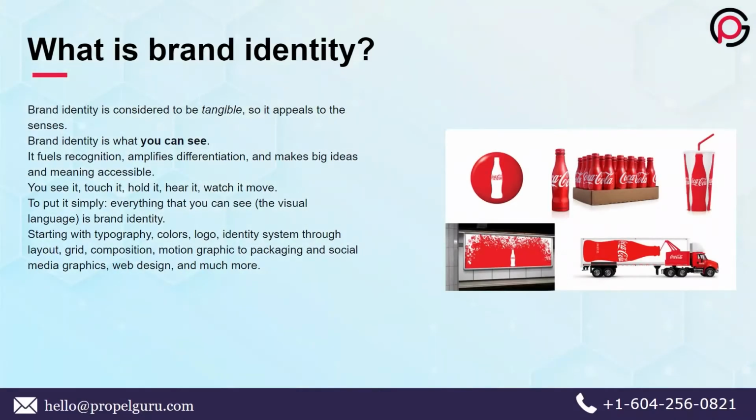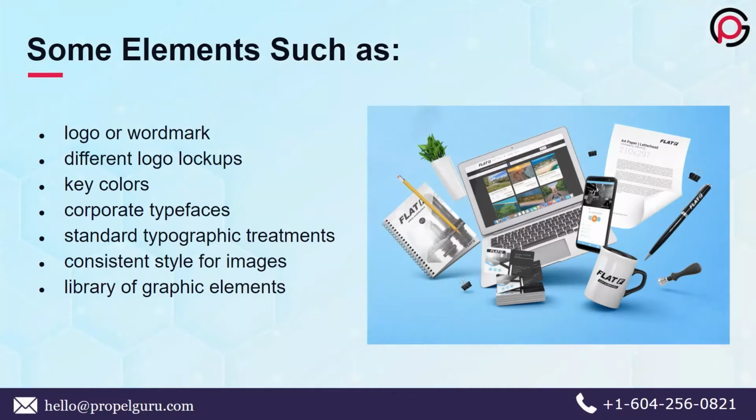Overview of brand identity. Brand identity is what you can see as an individual. Briefly, if we say it is the company's face, it helps users differentiate between two companies. Brand identity has some specific elements that help in identifying a brand. Few of them are logo, wordmark, different logo lockups, key colors, corporate typefaces, standard typographic treatments, customized style for images, and library of graphic elements. For instance, if we see the logo of Facebook or Google, then we recognize it immediately. It is called brand identity.